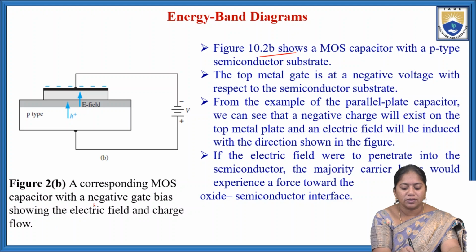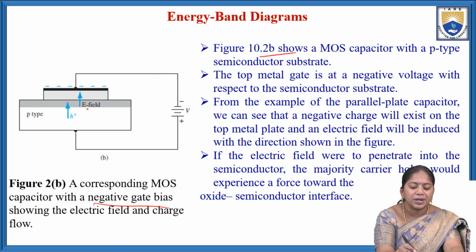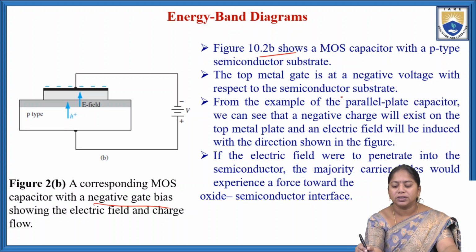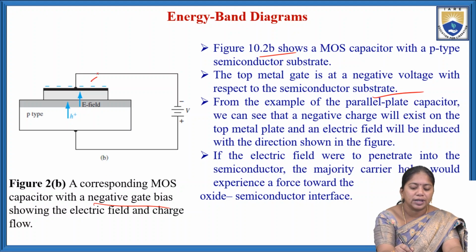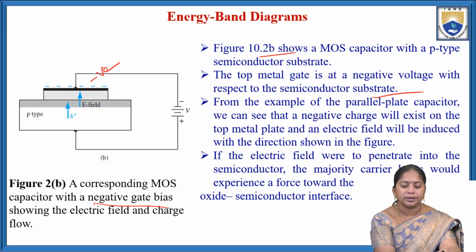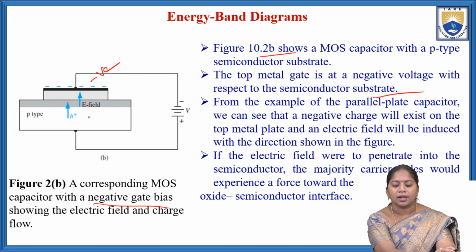A MOS capacitor with a negative bias, showing the electric field and charge. This is the p-type semiconductor. So the top metal gate is at a negative voltage with respect to the semiconductor substrate. Here it shows the negative. We are using the p-type semiconductor, and on top we deposit the metal.